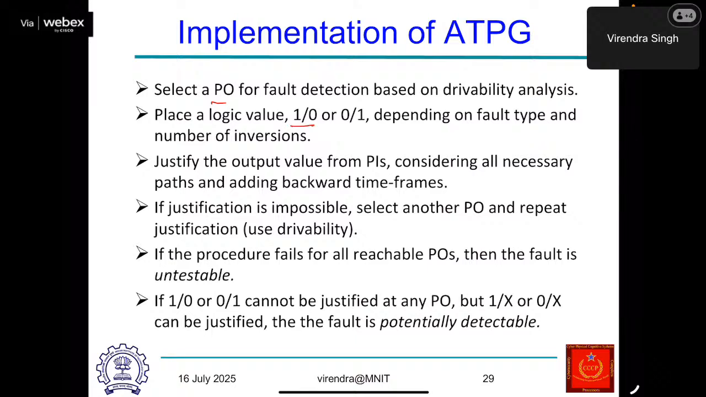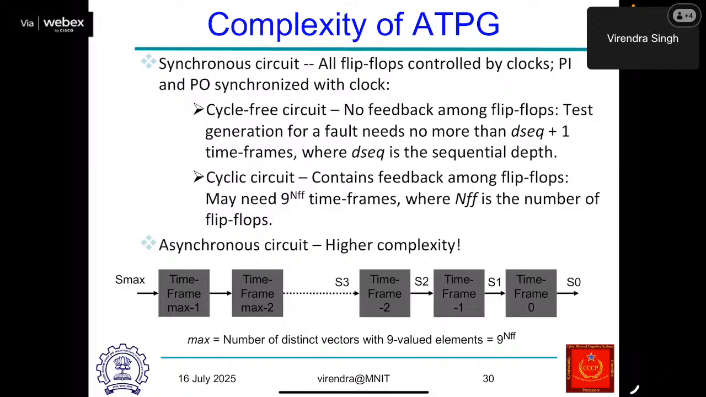Place logic value 1 by 0 or 0 by 1 depending on the fault type and the number of inversions that you have in your circuit. Then justify the output value from the primary input. Here, if you are using the PODEM kind of algorithm, then you have to go all the way to the primary input, and from that primary input you want to justify the output. So at the primary input, you want either 0 by 0 or 1 by 1. Those are the only possibilities. If justification is impossible, in that case select another primary output and repeat the justification process. So this is the iterative process we are using.